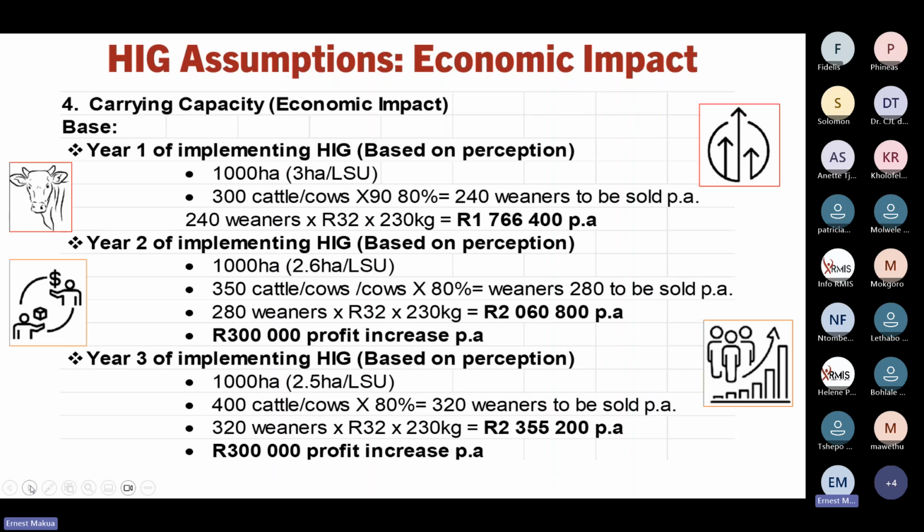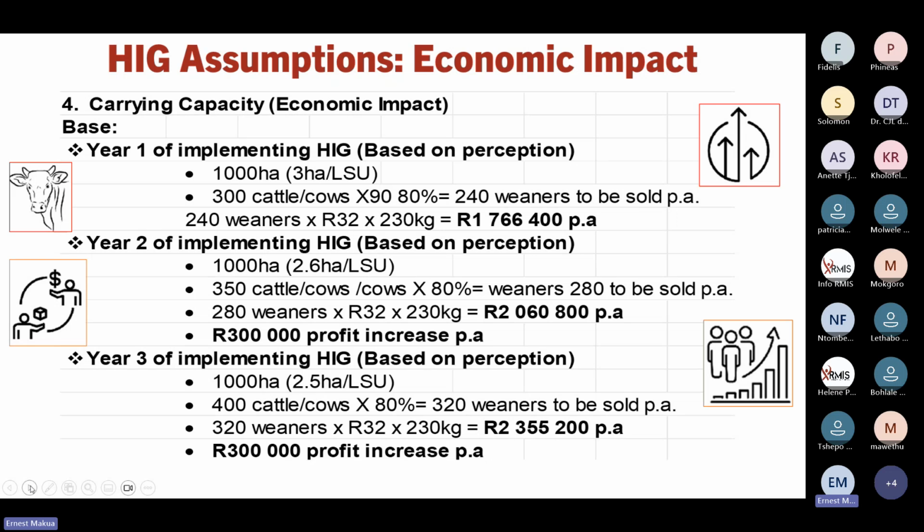And then in the third year, assuming that you add an additional 50 cattle again, now instead of 3 hectares per livestock unit on a land size of 1,000 hectares, you have reduced it to 2.5 hectares per livestock unit. Now you have 400 cattle on a land carrying capacity of 1,000.